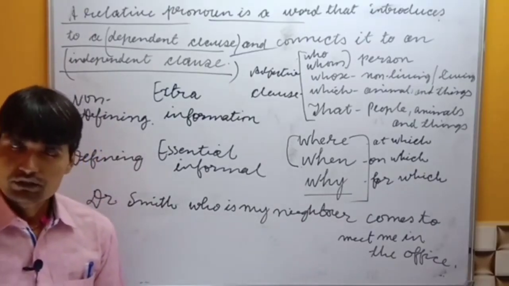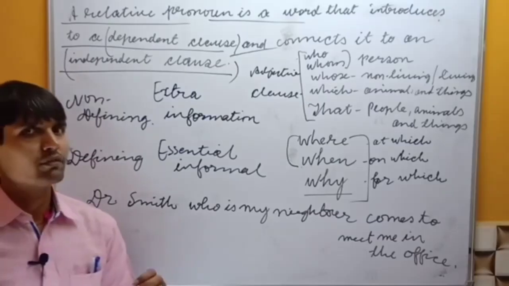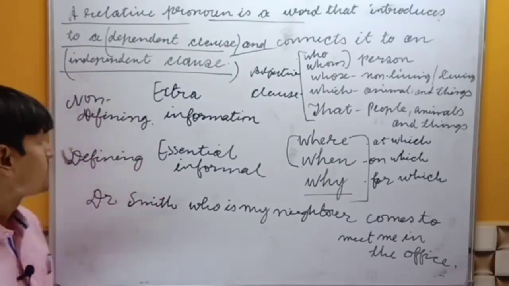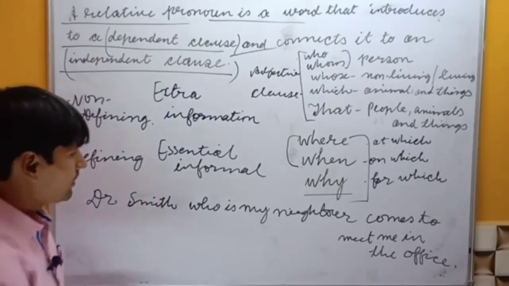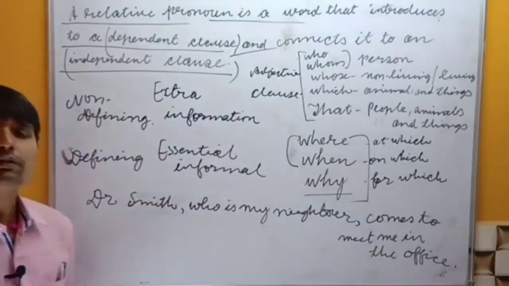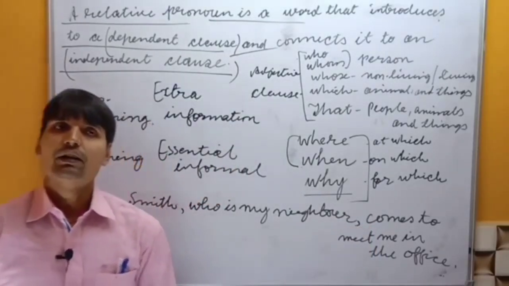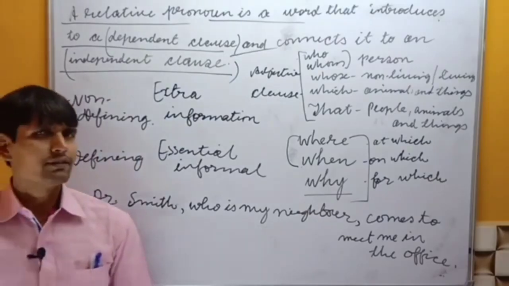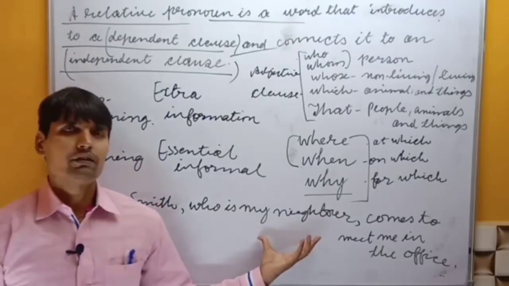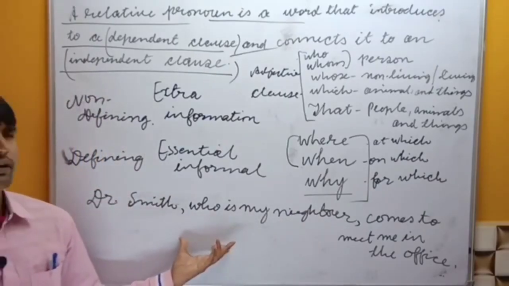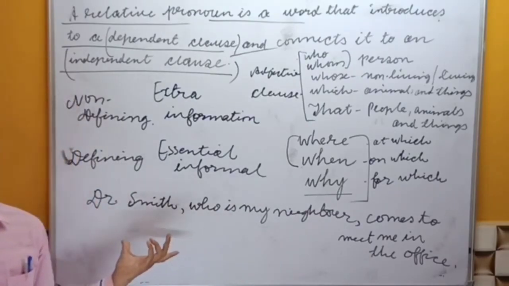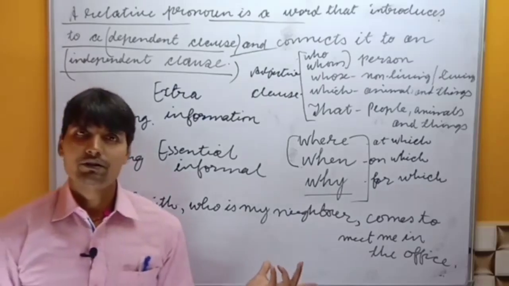So what do you have to do here? You are just giving extra information about Dr. Smith. So whenever you give extra information, it is non-defining, and you have to put the comma. Here you put a comma, and here you put a comma to separate the clause. You can't say it separates the sentence clearly, but you can say it separates the clause. So now the clause is very clear. Where is the adjective clause, or the principal clause? You can say, where is the independent clause and where is the dependent clause.